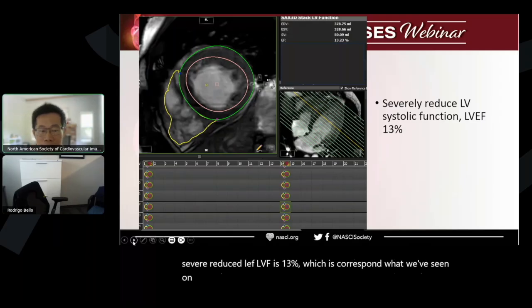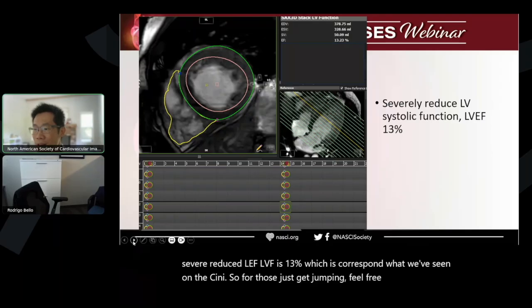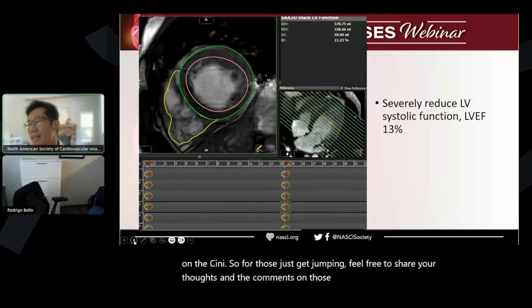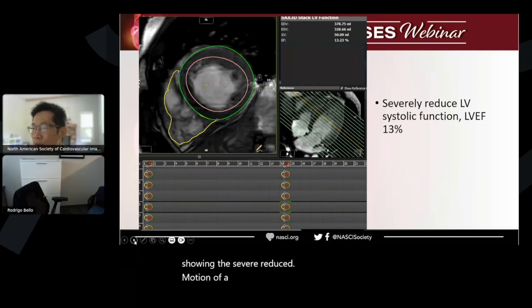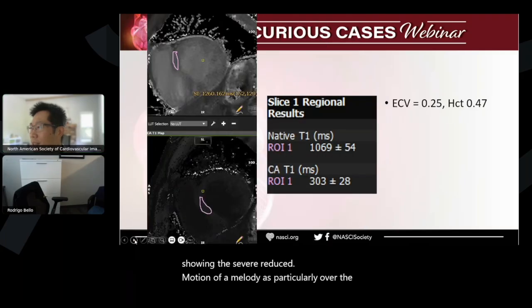So for those just jumping in, feel free to share your thoughts and comments on this case. The case we're looking at is a person with severely reduced function, and the cine images show severely reduced motion, particularly over the septal walls.